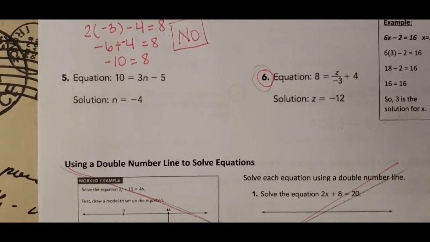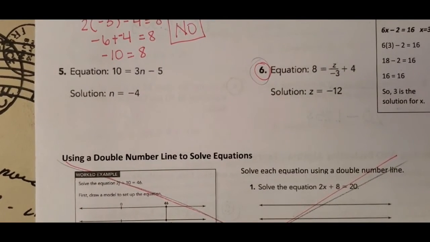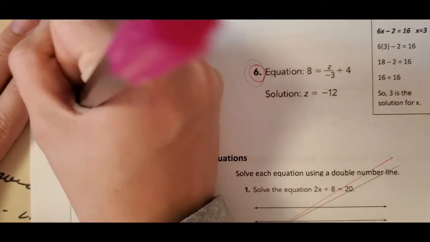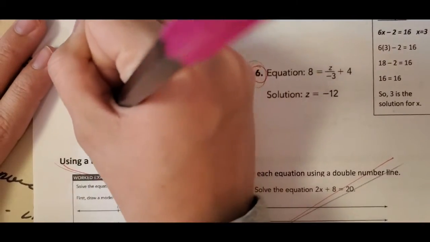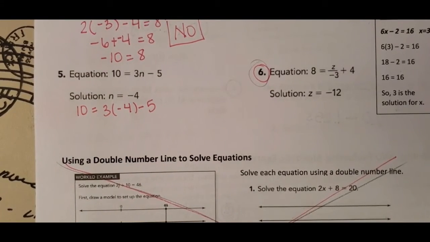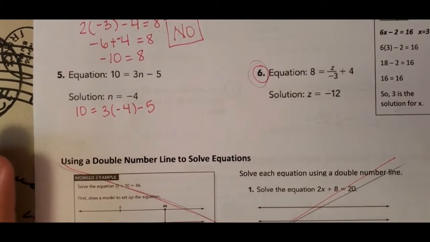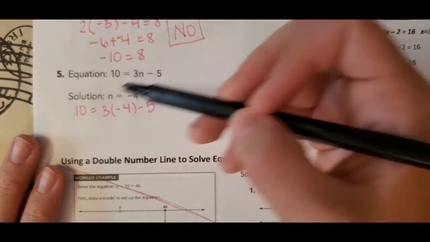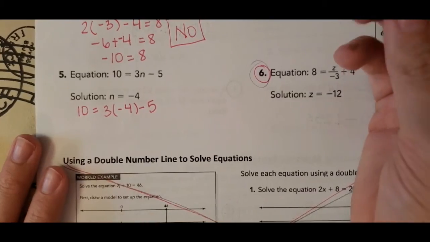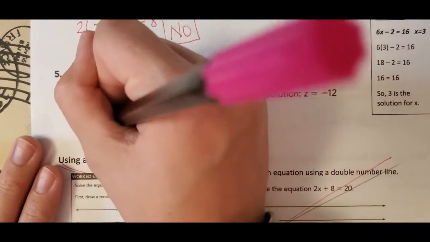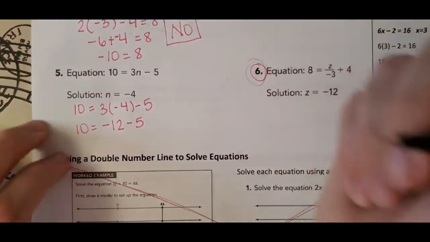Looking at number 5. 10 equals 3n minus 5. And they're saying the solution is n equals -4. So I'm going to have 10 equals 3 times -4 minus 5. Why did I multiply? Because a number next to a letter means to multiply. And even though 10 is on this side, unlike the other two, it's the same rules, it's the same steps. So I'm going to have 10 equals 3 times -4 is -12 minus 5.